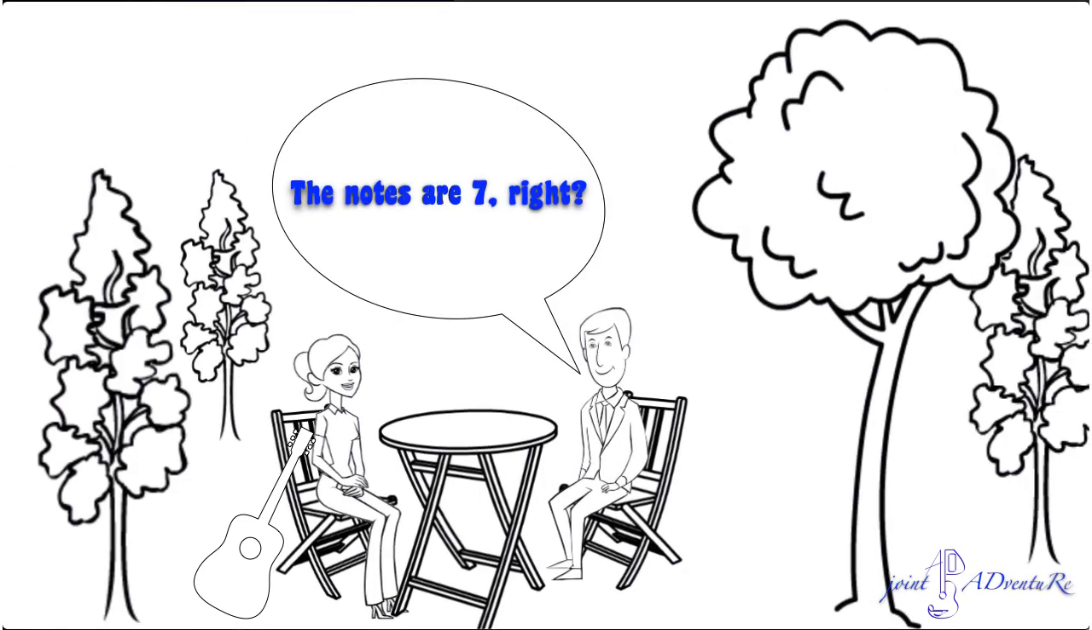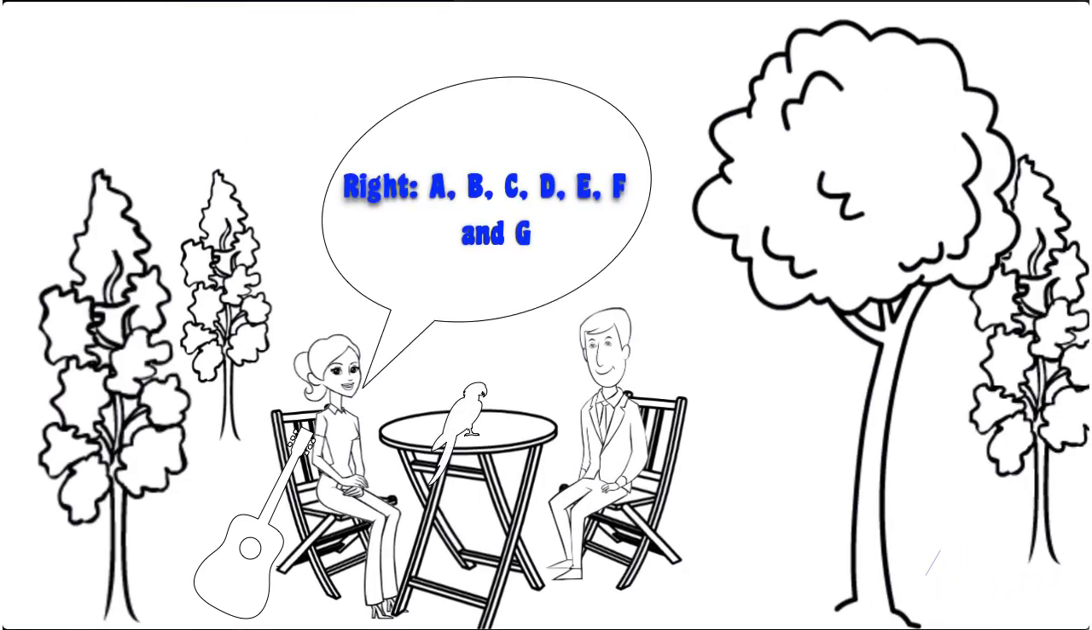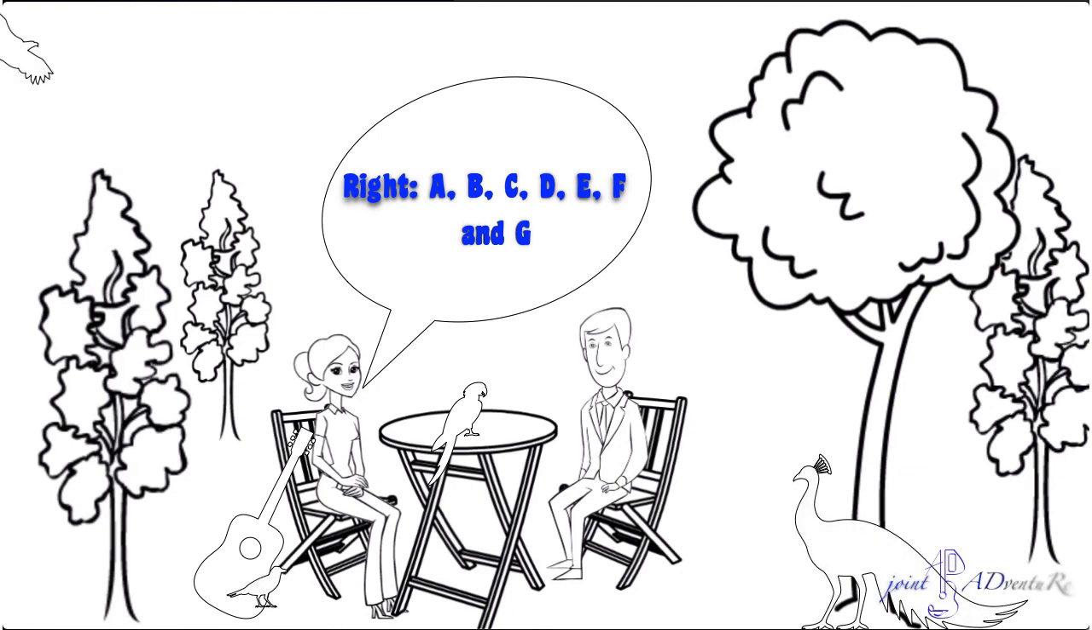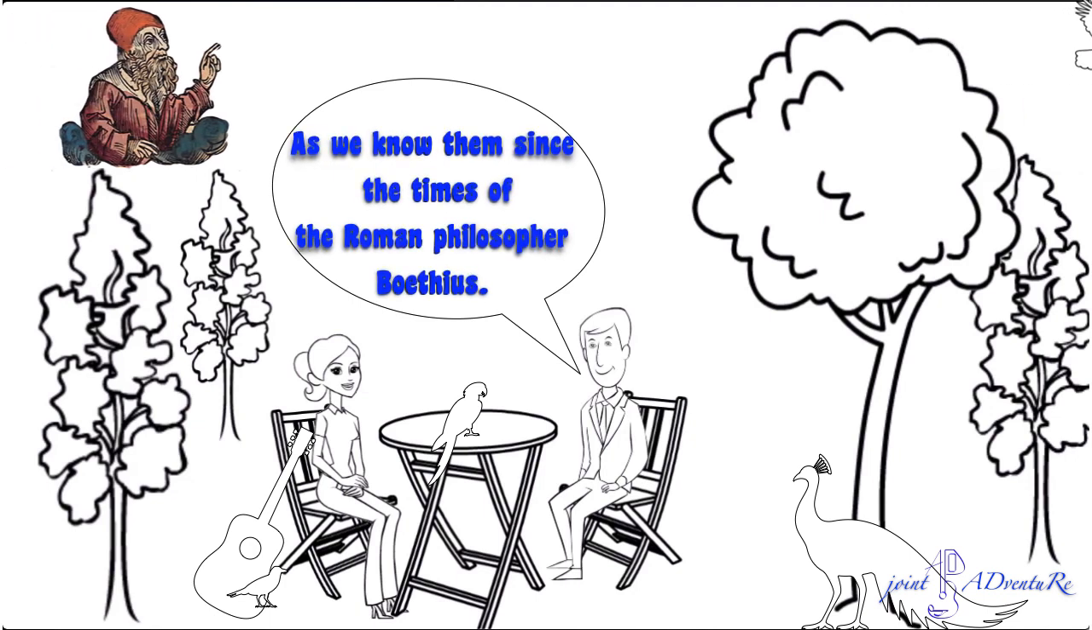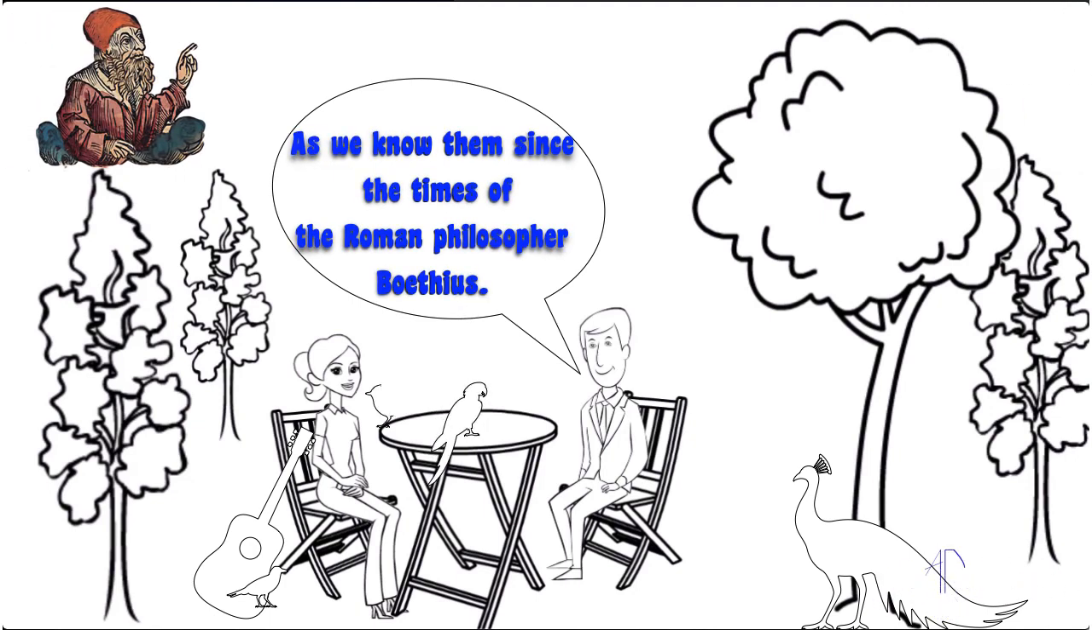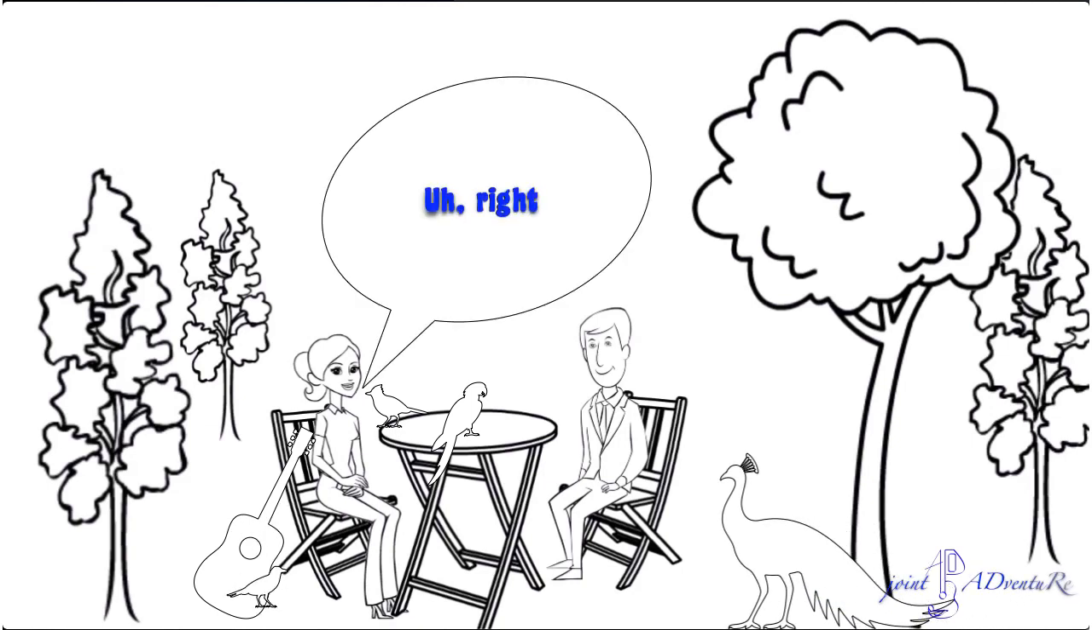The notes are 7, right? Right. A, B, C, D, E, F, and G. As we know them since the times of the Roman philosopher Boethius. Right.